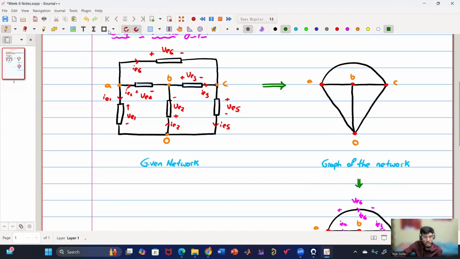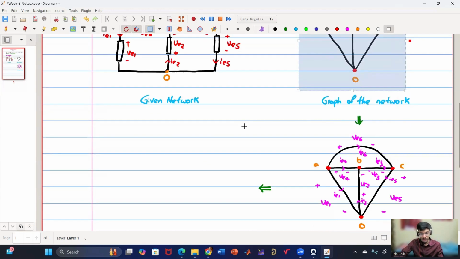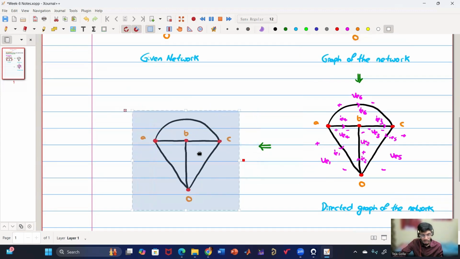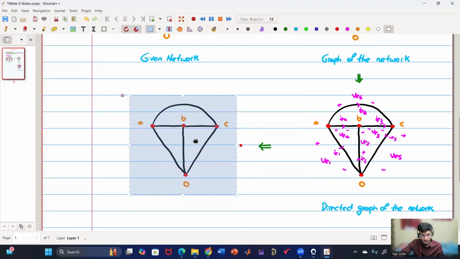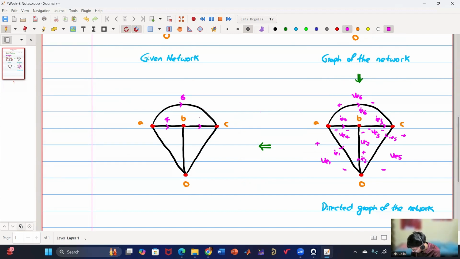So now, instead of writing all those details, we'll write just the number of the element. We'll write which element is what. Basically, say this is element 6, so we'll write element 6. This is element 4, so we'll write element 4. This is element 3, so I'll write element 3. This is element 2, so I'll write 2. This is element 1, so I'll write 1. This is element 5, this is 5.